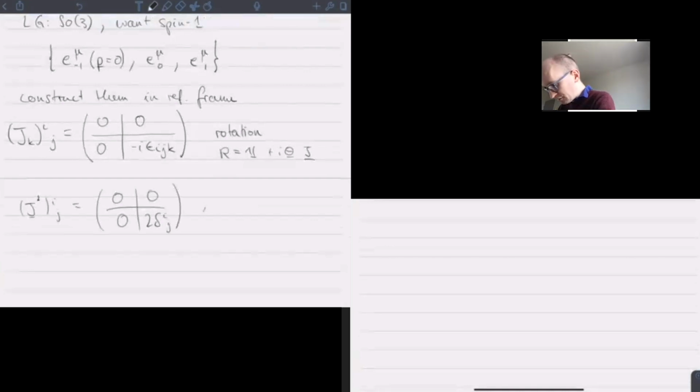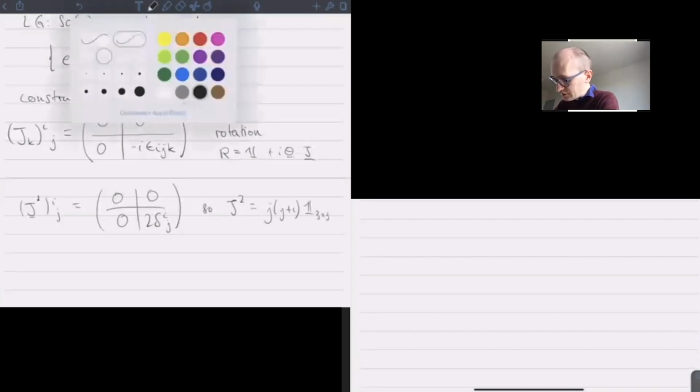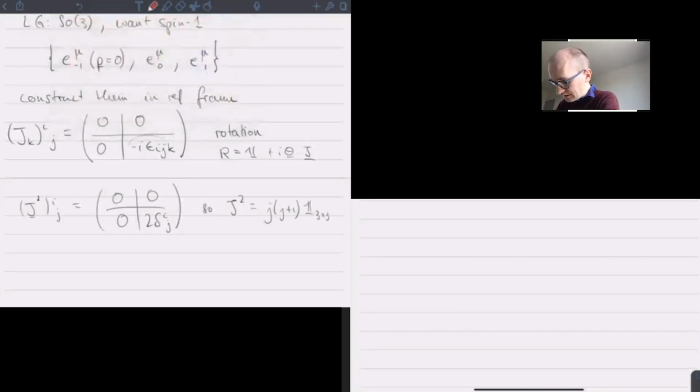So we have J squared is equal to J into J plus 1 times, well, I'm sorry, the notation here is a little bit suboptimal. Of course, we are really only talking about this three-dimensional part of the representation. So if I write the unit matrix, then I'm talking about this one here, with J equal to 1. For the massive vector representation, we could have had J equal to 0 or J equal to 1, and we're interested in the J equal to 1 case here.